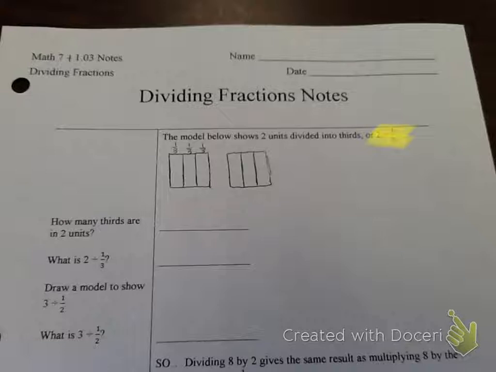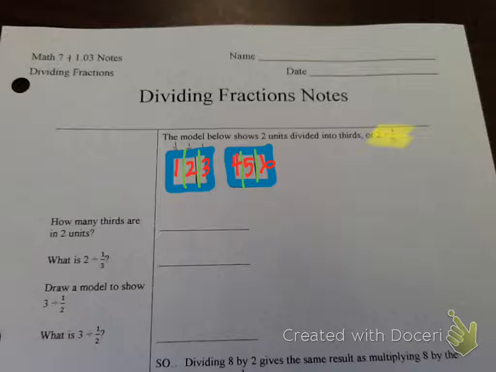If we have 2 wholes, which here's 1 whole, here's 2 wholes, and we divide them into thirds, how many pieces do we have? Well, we have 1, 2, 3, 4, 5, 6. So, how many thirds are in 2 units? 6. 2 divided by 1/3 would be 6.